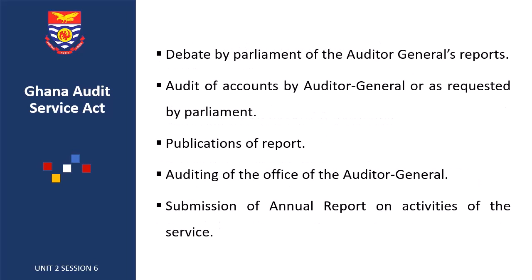Now, the Auditor General's report has to be presented and debated by Parliament. So when the Auditor General presents a report, this report must be discussed in Parliament and debated on. And then the Auditor General also has to be audited by a different institution in charge of that. So they can appoint a different body to audit the service of the Auditor General. Now, he has also to perform any other audit as requested by Parliament. He has to publish the report on the various public sector entities, and all the findings from the audit must be published. And then he has to also submit an annual report on the activities of the service.